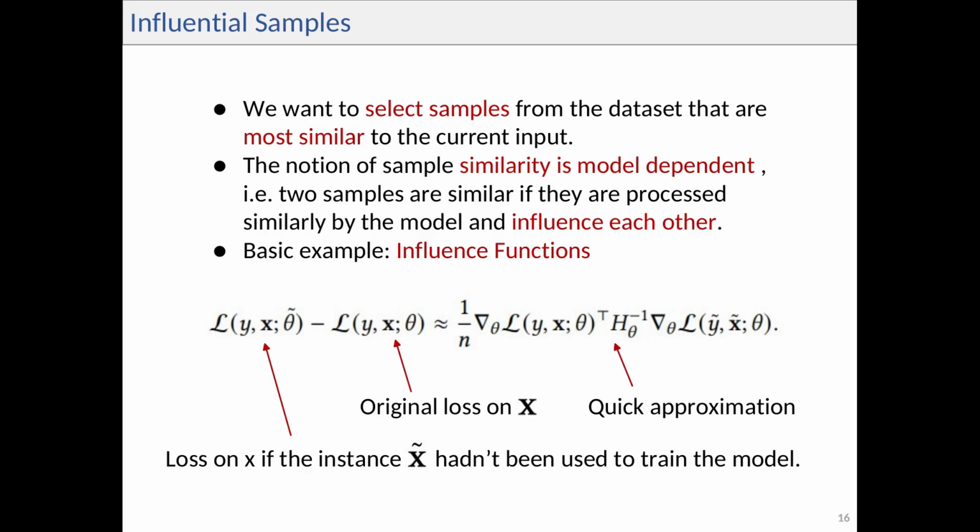Now here on the right, there's a quick approximation of how to calculate that. Otherwise, this would be very, very complex too. You would have to retrain the entire model and then basically run the two predictions. This can be approximated quickly. However, the formula on the right is not too important to remember.